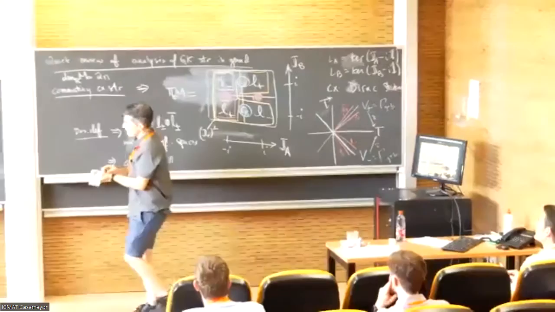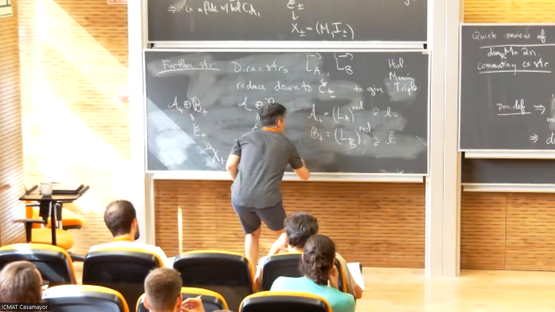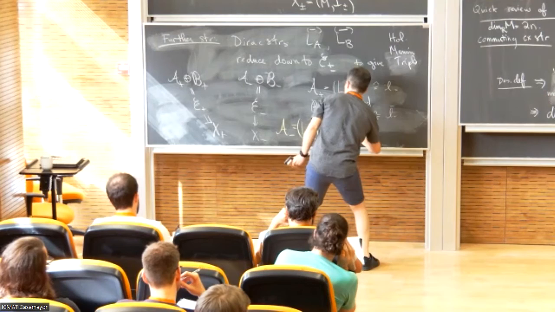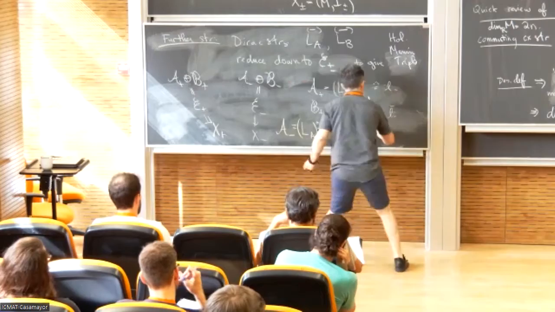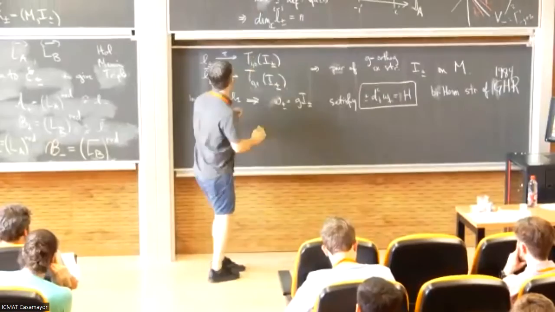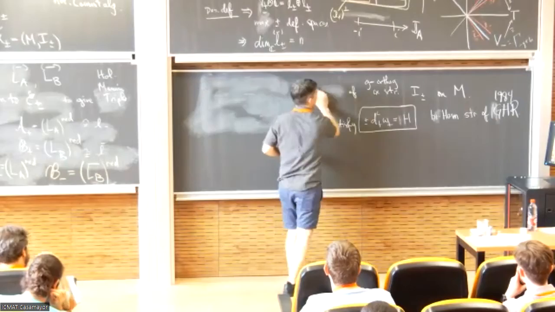So let me write this out. So A minus is LA reduced, just like before. But for B minus, and this is kind of important, okay, you cannot take LB and reduce it. You have to take LB bar. And so this is one of those things where it seems like an unimportant detail, but it turns out to be actually very important. This bar, this complex conjugation.